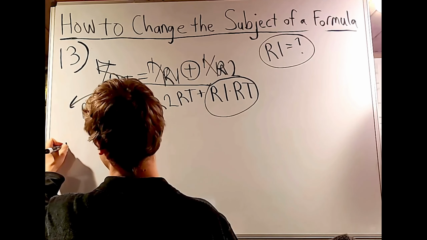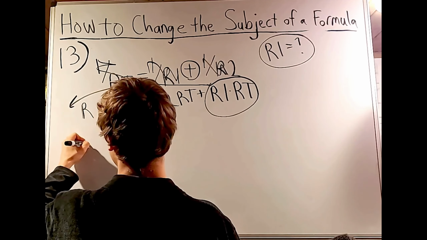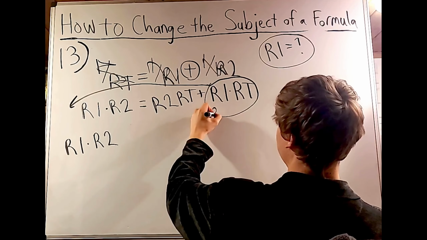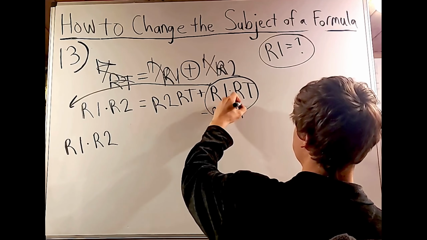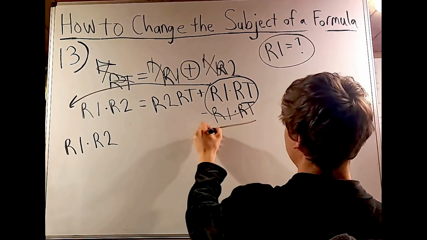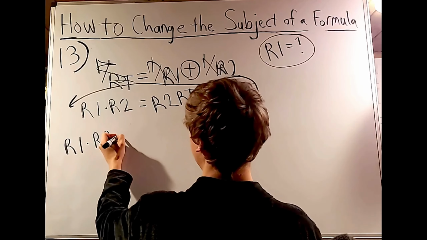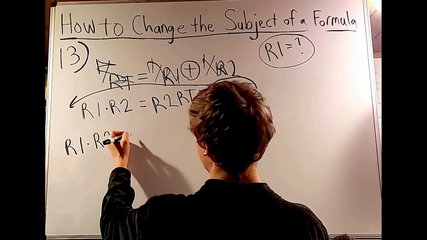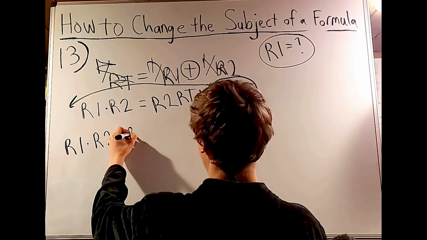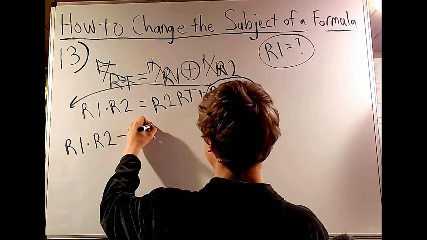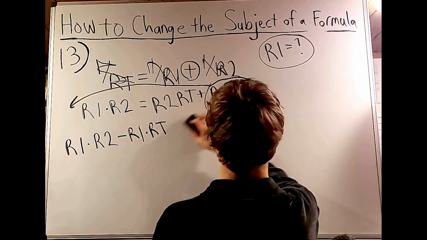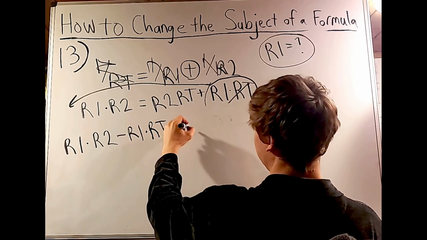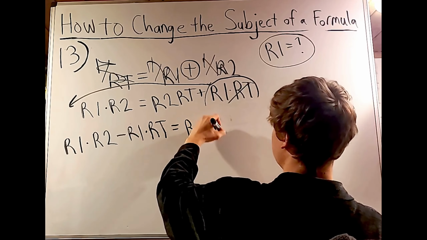Okay, now on the left side, we're going to have R1 times R2. And now, since we want to get rid of this RT and it's being added, all that we're going to do is subtract R1 and RT on the right side. That'll cancel it out. But that's what we get here on the left side. Now we have R1 times R2 minus R1 times R total. Okay, I'm going to have to erase this to get some room, but we already get that's canceled out. That is going to equal still the R2 times the RT.